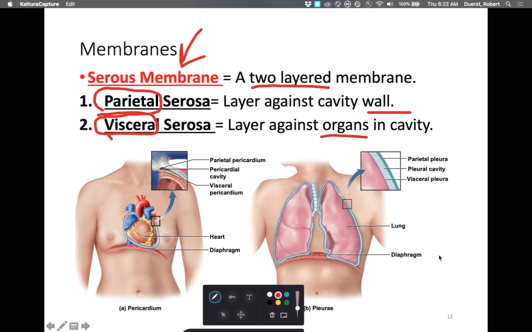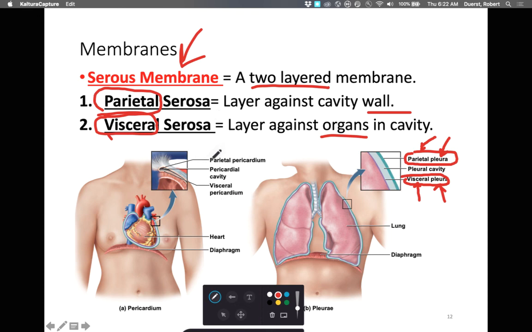So as we look at the lungs, for instance, the lungs have a double membrane around them. The parietal pleura is going to be towards the outside or superficial, and the visceral pleura is going to be more towards the inside or more deep. So parietal referring towards the outer wall, pleura for the lungs. Visceral for against the organ, pleura for lungs. So the parietal pleura is against the outside of the pleural cavity. The visceral pleura is towards the lungs within the pleural cavity.